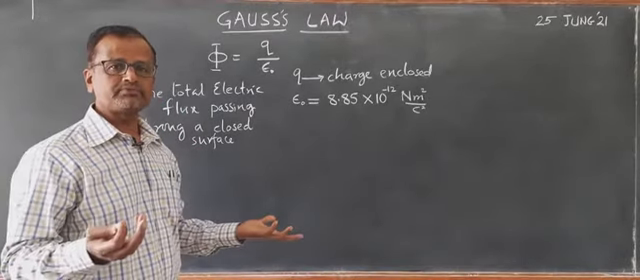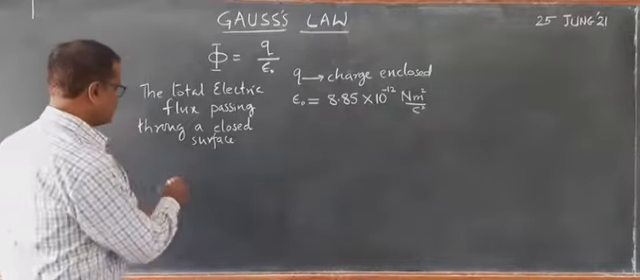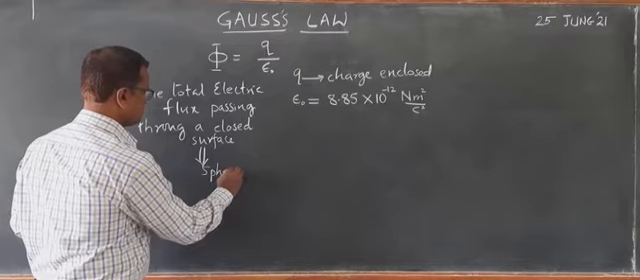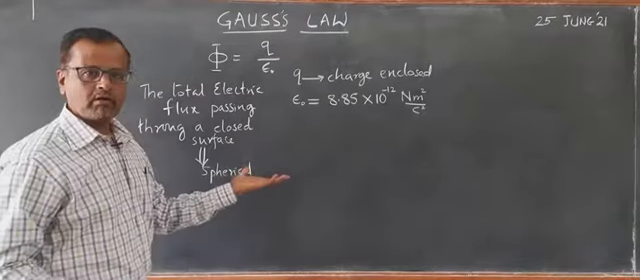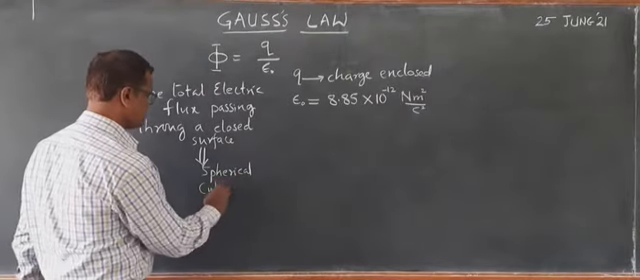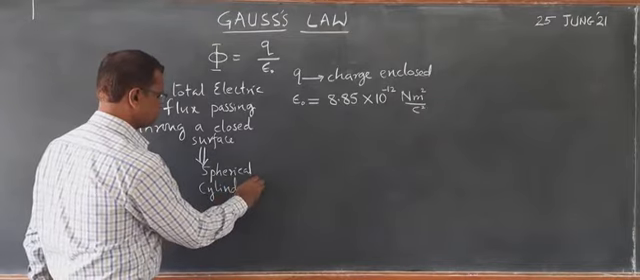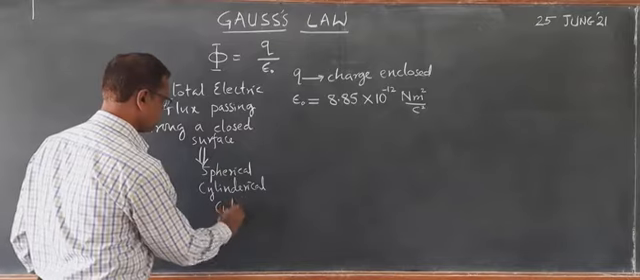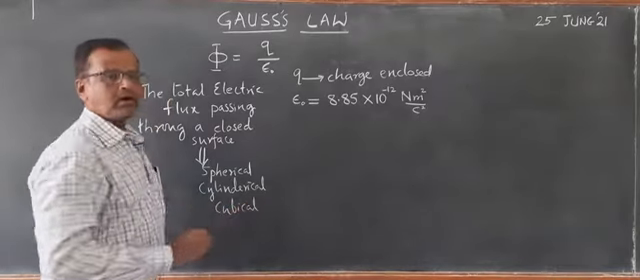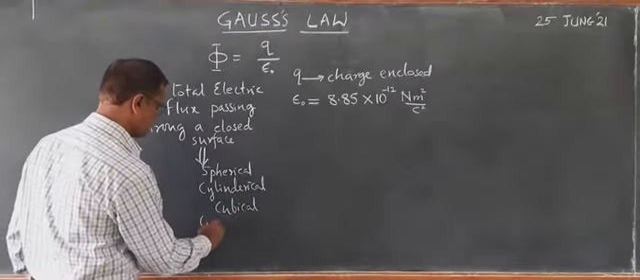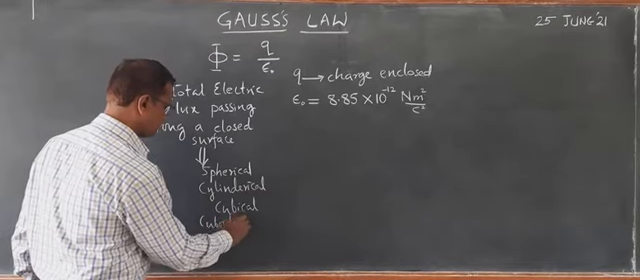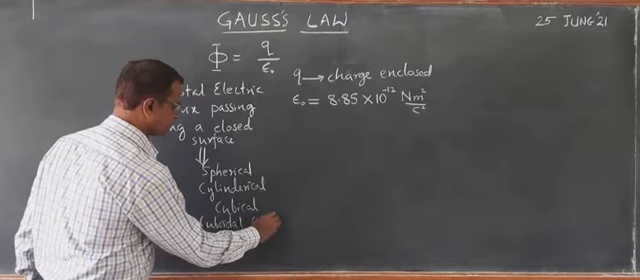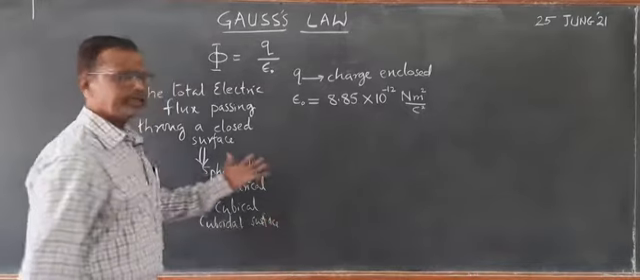Now, the left hand side says about the closed surface. What must be the closed surface? The closed surface may be a spherical surface, or it may be a cylindrical surface, or may be cubical surface, or maybe cuboidal surface, it may be any surface.